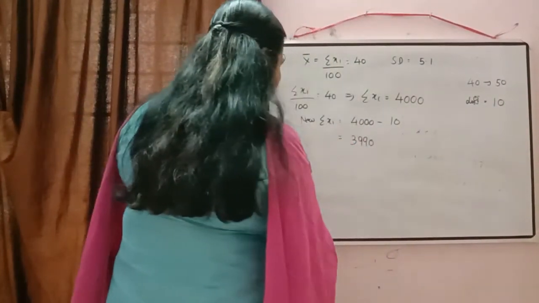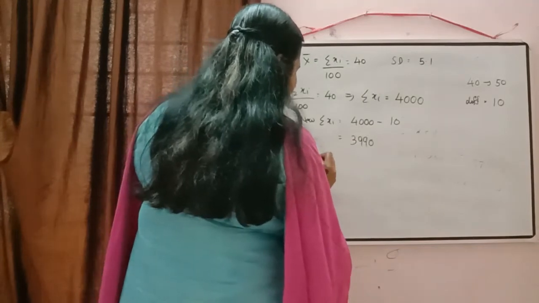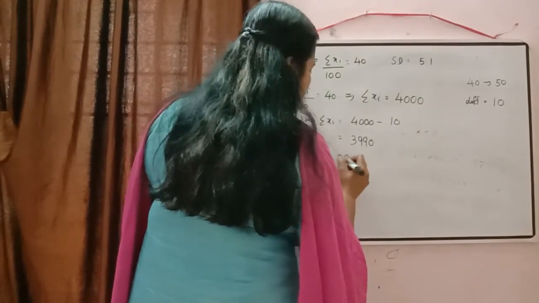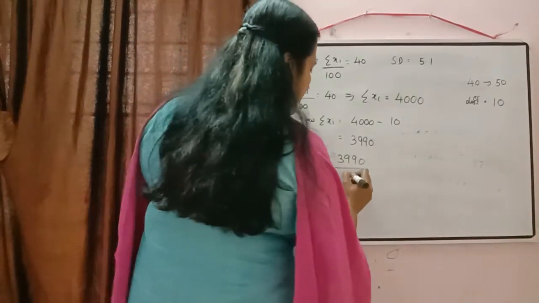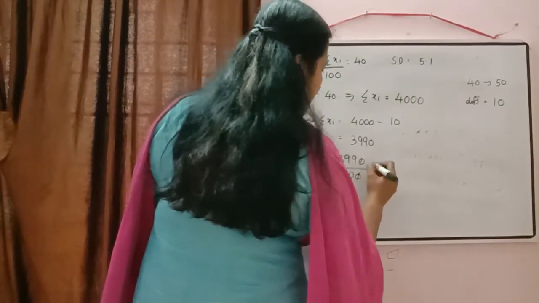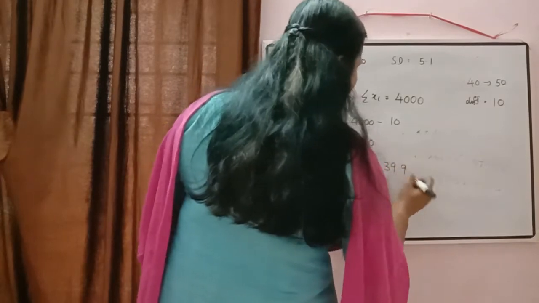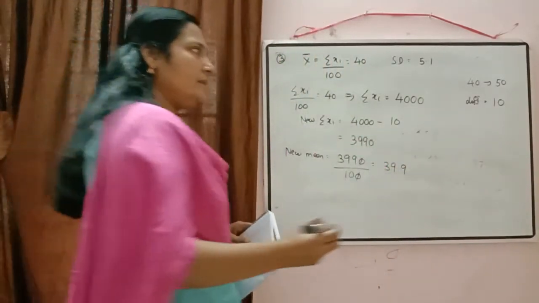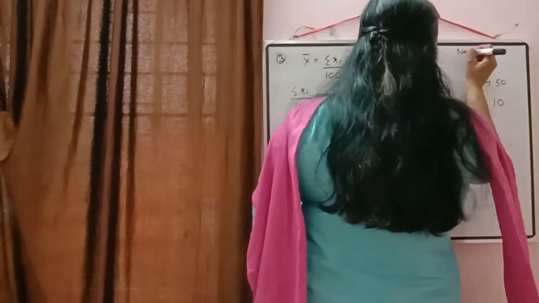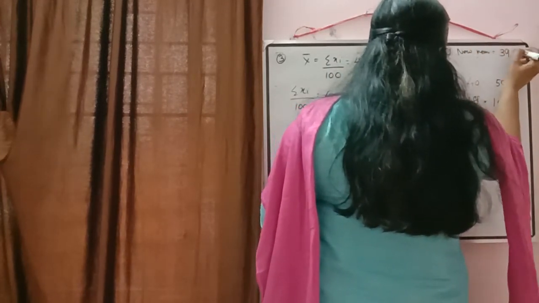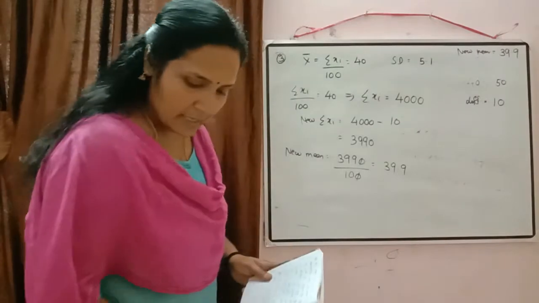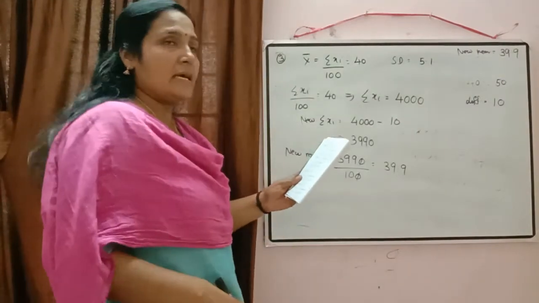Now we can calculate what will be the new mean. So that will be equal to 3990 divided by 100. So this one will get cancelled. We will get new mean is equal to 39.9. So I am writing here at the top: we got new mean is equal to 39.9. Now here the standard deviation is also incorrect.